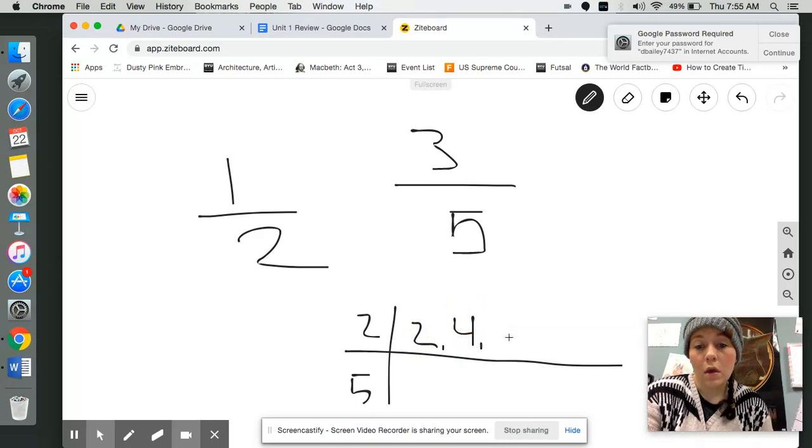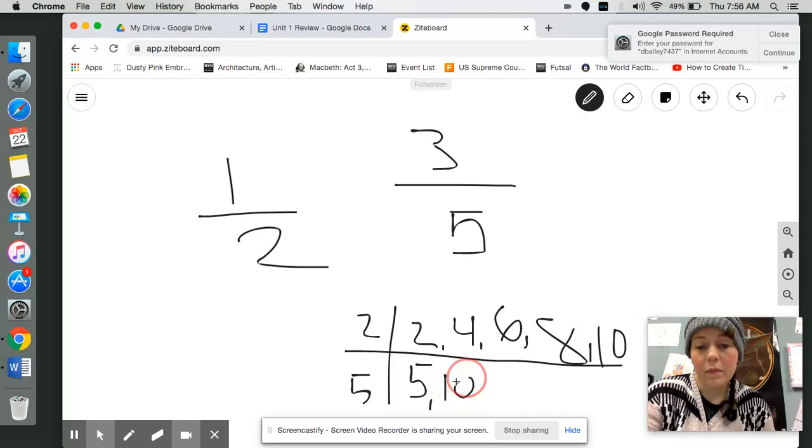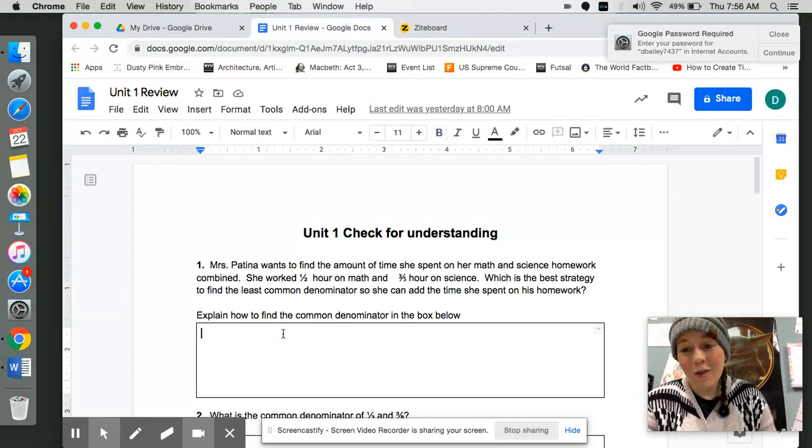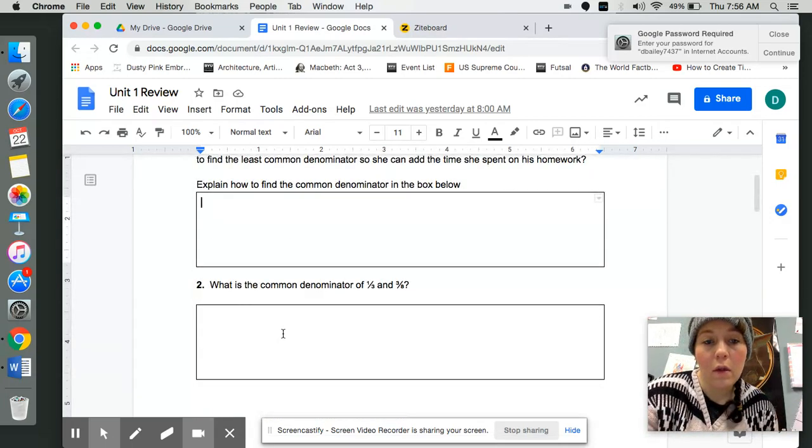So 2, 4, 6, 8, 10, and then 5, 10. Whoa, my common denominator is 10. So in this box, you were supposed to tell me the common denominator and then also how you found it. So you could say listing multiples of the common denominator, however you want to do that. So make sure that you tell me how you found the common denominator as well.